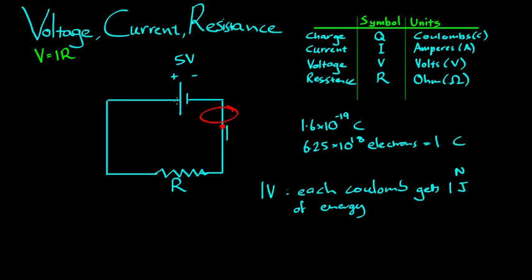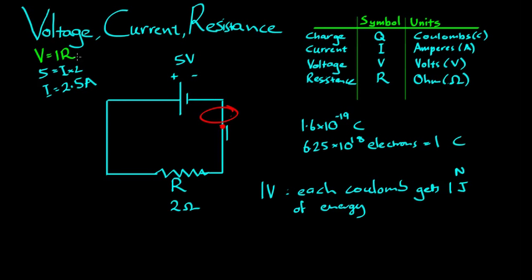Let's do a quick example. Say we had 5 volts up here, and the resistance down here was 2 ohms. By changing the resistance and the voltage, which are very easy to change, we can actually change the current through this circuit. So 5 is equal to I times 2. Divide both sides by 2. I is equal to 2.5 amps.